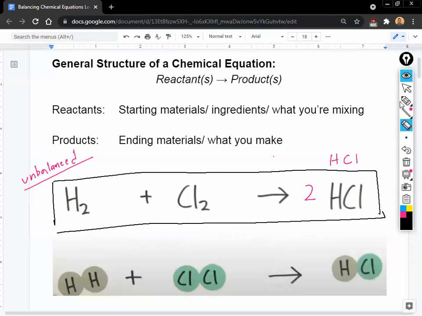And that's pretty much it. All you need to do is count, add, and then just make sure you write a number in front of it if you added some. This number right here is called a coefficient. You might have heard this term before in math, but a coefficient basically tells you how many of the molecules you have. So this two tells us that there are two HCl molecules.